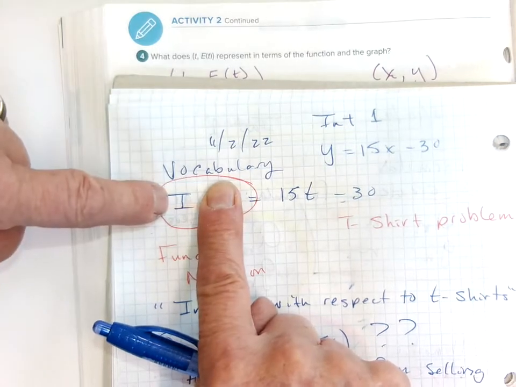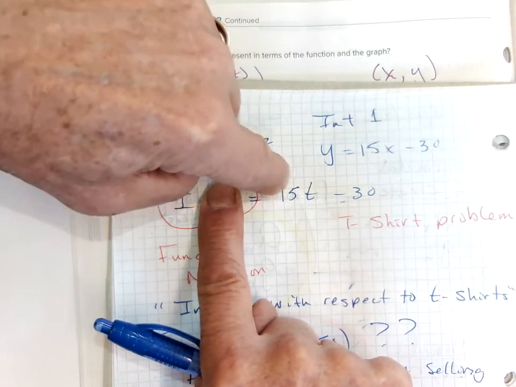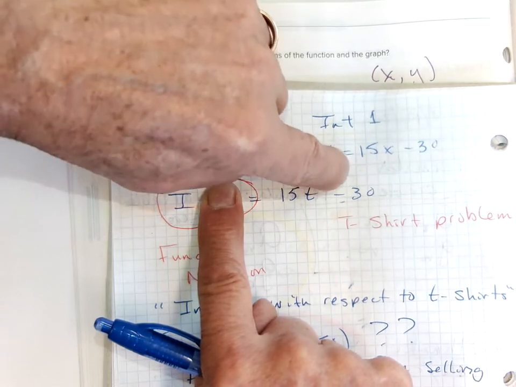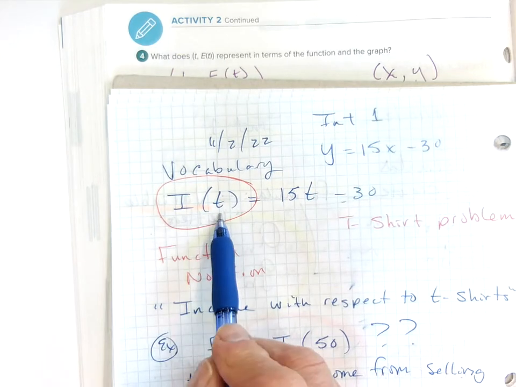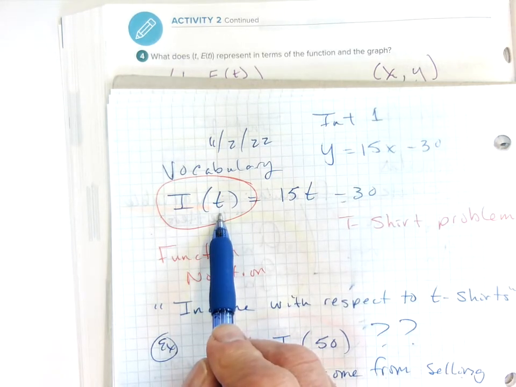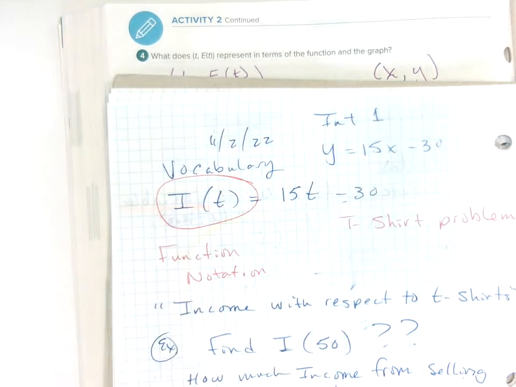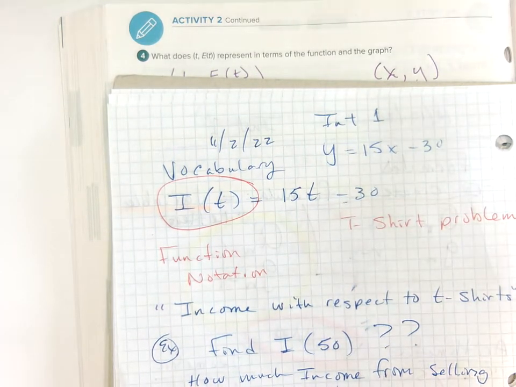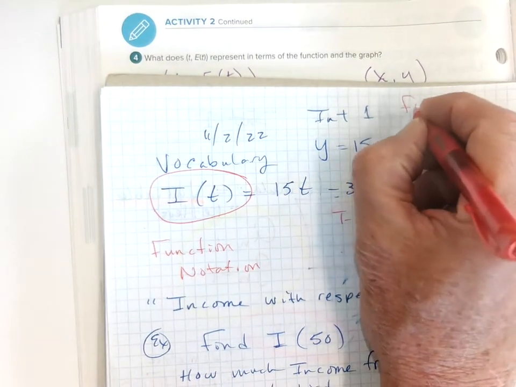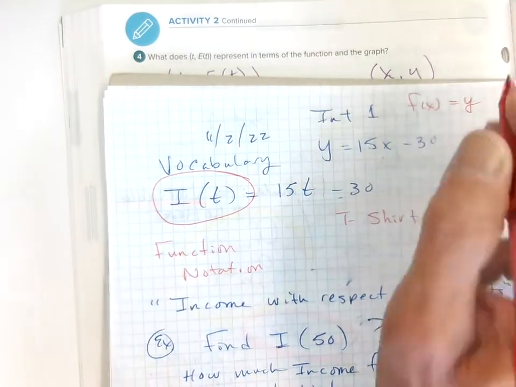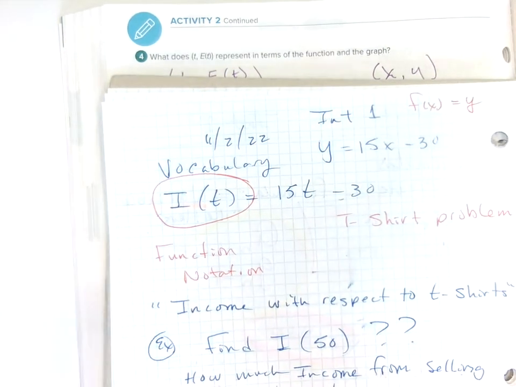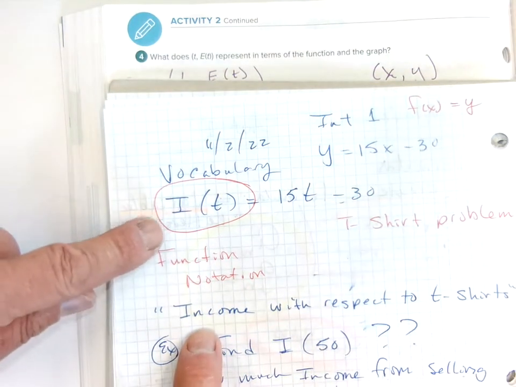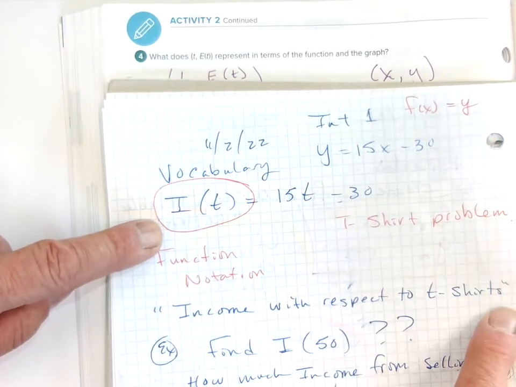So we're going to make income by selling t-shirts at $15 a piece, and we had a shipping cost of $30. Now, even more specific is I of t. So it's income with respect to the number of t-shirts. We've talked about function notation before with f of x. We've also talked about how f of x and y mean the same thing, but instead of f of x, let's make it more specific to I of t. This is function notation, okay? So then it's our income with respect to the number of t-shirts we sell.